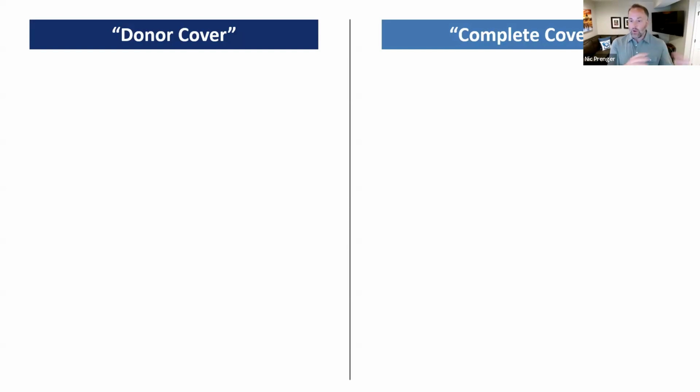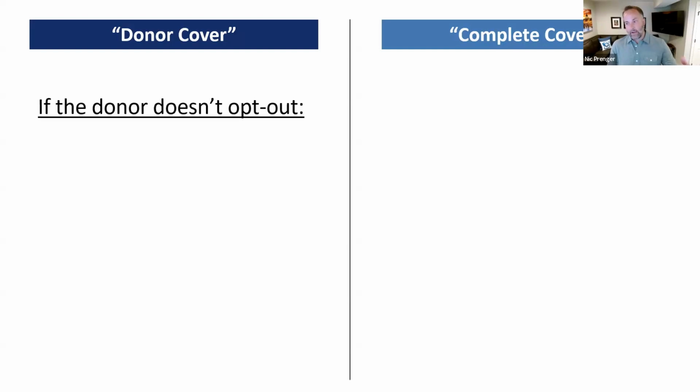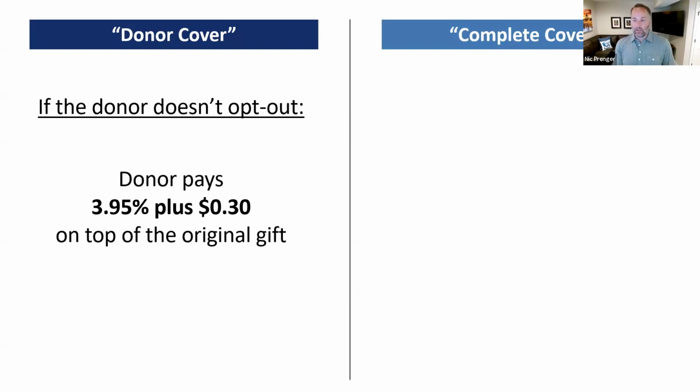So donor cover, you may have some people pay transaction fees, you may have some that don't. Complete cover, all the transaction fees are covered. Here's that next step though. On donor cover, if the donor doesn't opt out, the donor will pay 3.95% plus 30 cents on top of the original gift. We're going to use an exact example, so we'll put real numbers in front of you. Donor cover, common 3%-ish transaction fee. They can opt in or out. That's what they're going to pay.